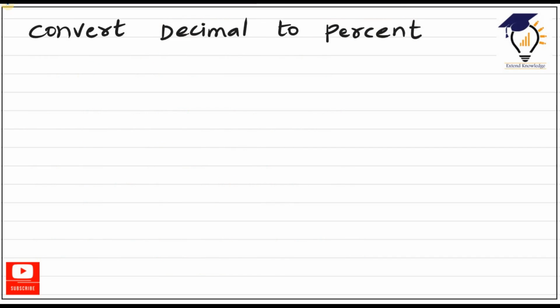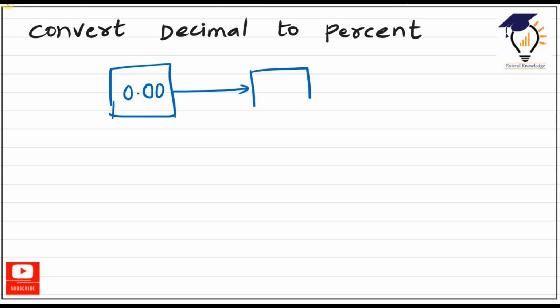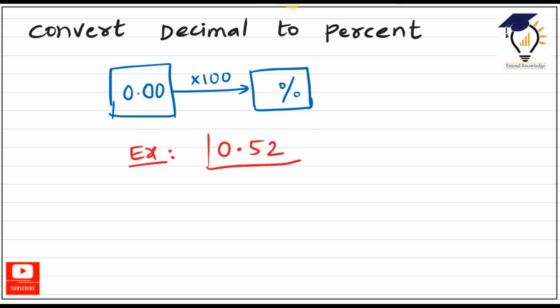Convert decimals to percentages. A very simple technique to convert any decimal into a percentage is to simply multiply it by 100, which gives us the percentage. So I have an example for you. Example: 0.52, which is a decimal number. To convert this decimal into percentage form, as we discussed above, simply multiply by 100, that is 52, and put a percentage symbol beside it, that is 52%.